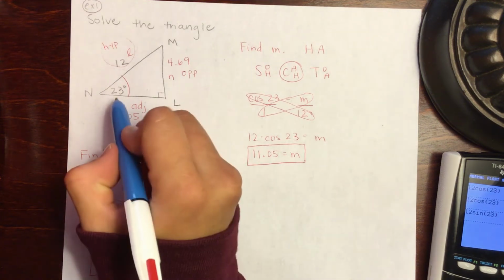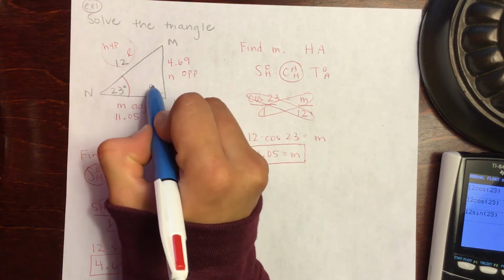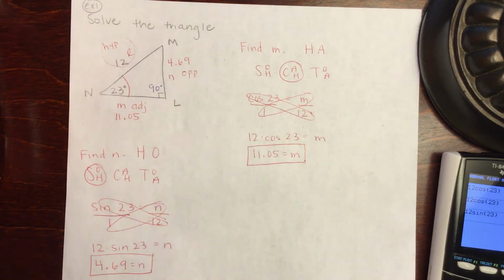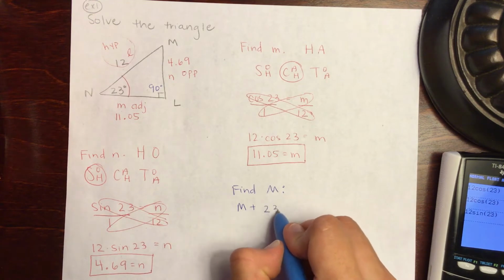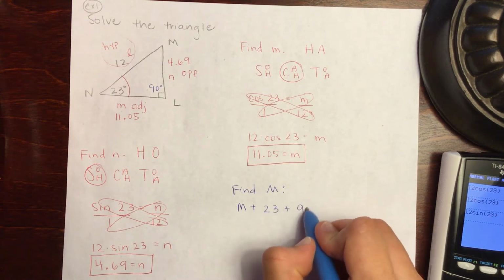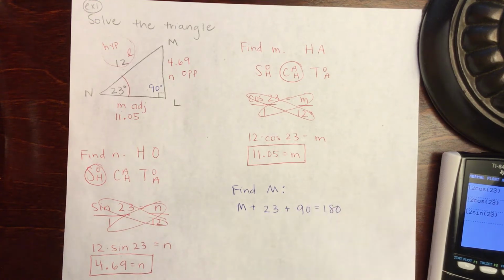We know that n is 23, L is 90. That little square there implies that it's 90 degrees. And we don't know what m is, but the angles in a triangle add up to 180 degrees. So that means m plus n, which is 23, plus L, which is 90, has to equal 180.